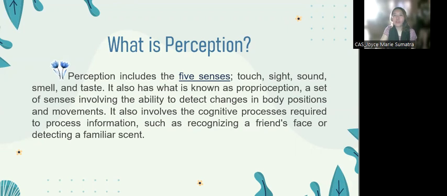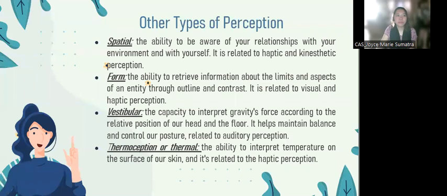So perception is the ability to detect changes in the environment, processing information based on what we see, hear, feel, smell, or taste. So through this cognitive process, again, we can understand the situation and assess the environment around us.